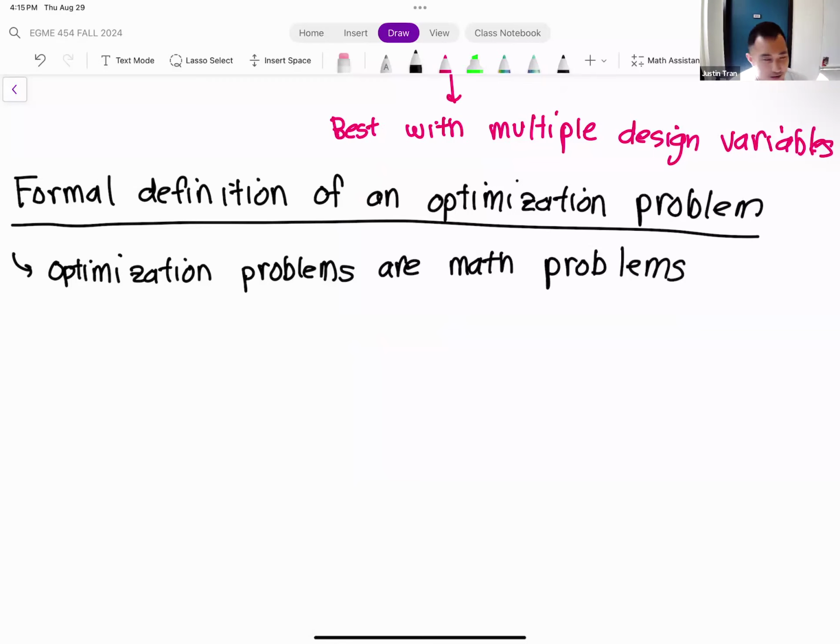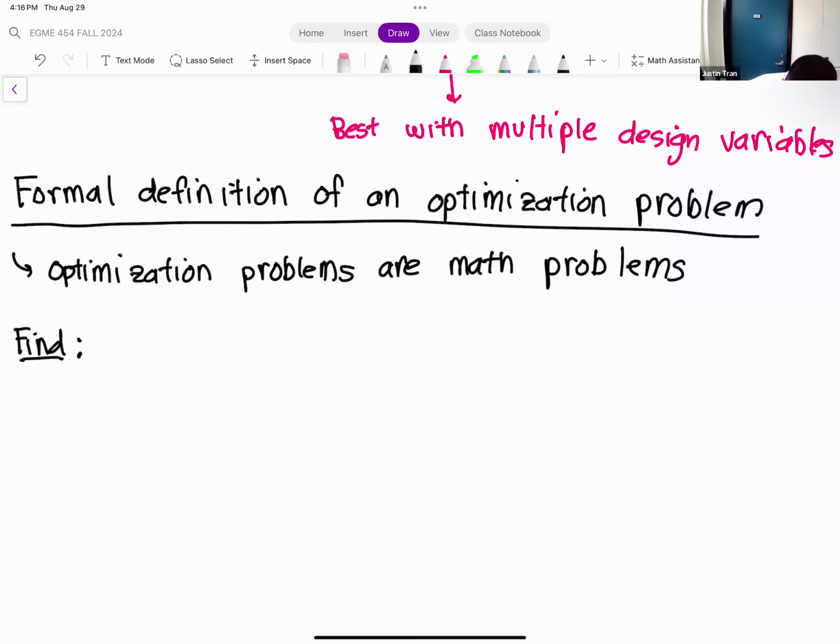I had a more elegant way to put that in my head, but optimization problems are math problems, but so are the majority of engineering problems. So that doesn't really tell you much. Let's just jump to the formal definition and you'll see what I mean. The formal definition for an optimization problem is to find... And this is a very, very general definition, so it's meant to encompass a lot. It's going to seem really dry at first, but we're going to go over every component of this.